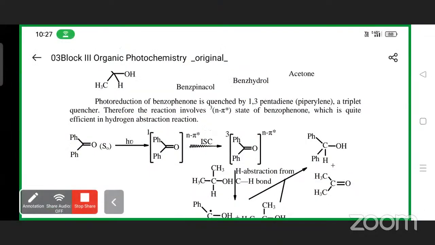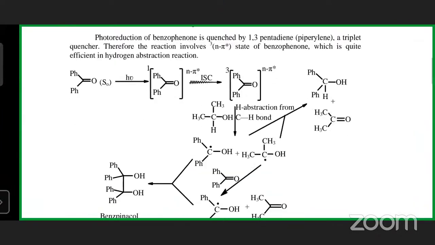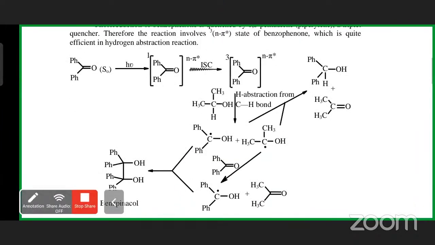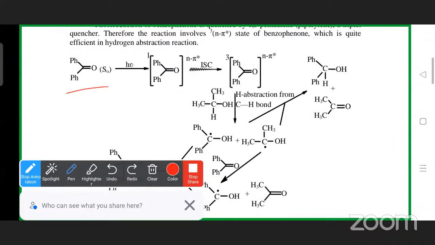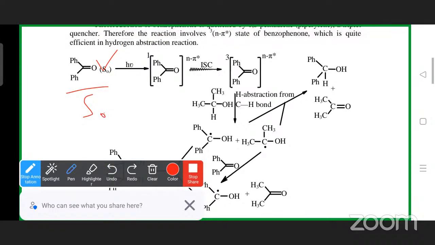So you can see the sequence of the mechanism of the photoreduction reaction here. First, the benzophenone is in the ground state singlet, S0. By utilizing the photo energy, h nu, it undergoes a transition to a higher energy level here.